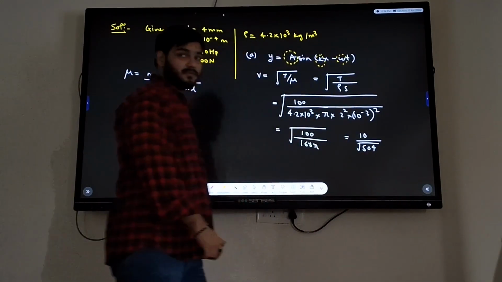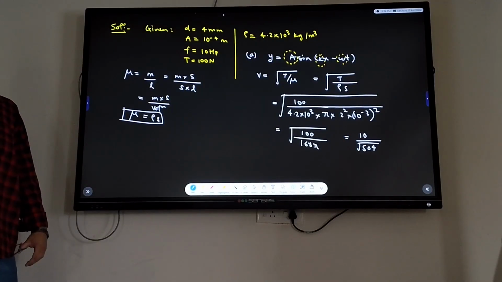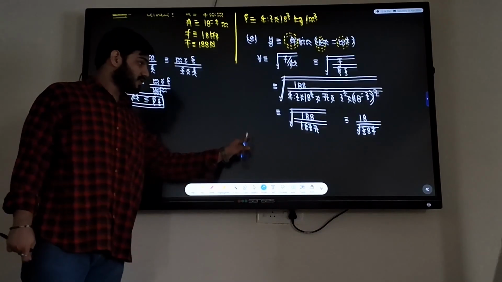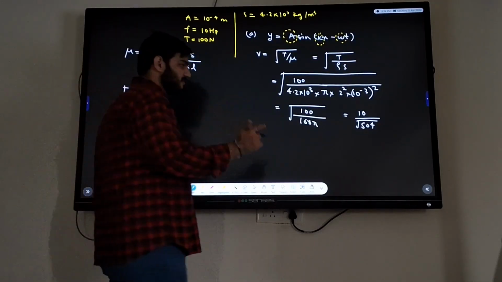Okay, no problem. Which is the closest root to 504? What is the square of 20? 400. Of 22? 484. And of 23? 529. Yes sir, 529. So it came approximately in the middle of 22 and 23, brother. So let's take 22.5.